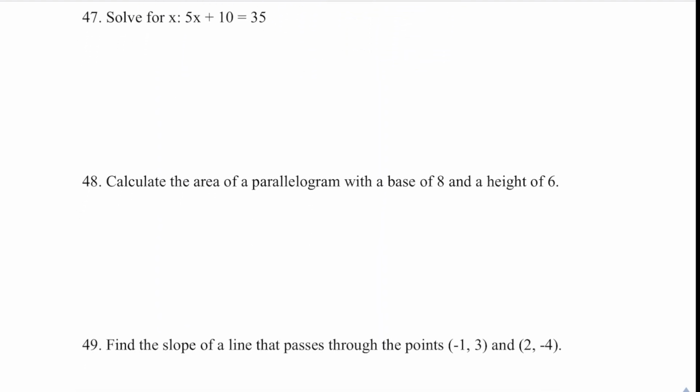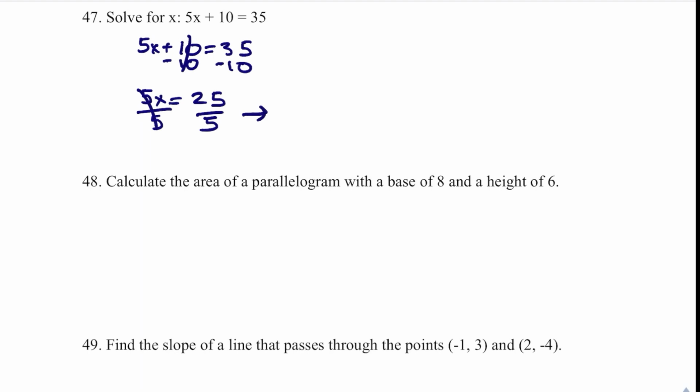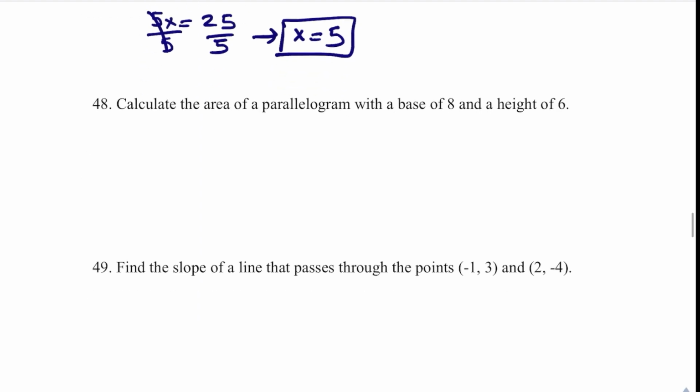Solve for x. 5x plus 10 equals 35. So we have 5x plus 10 equals 35. First thing we're going to do, because we want to get x alone on one side of the equation, is we're going to subtract 10 from both sides. So we get 5x equals 25. Then we'll divide each side by 5. That will cancel out. And this will go to x equals 5. And that is our answer.